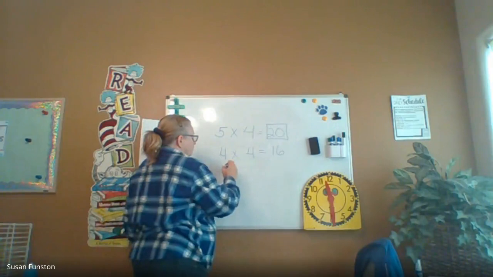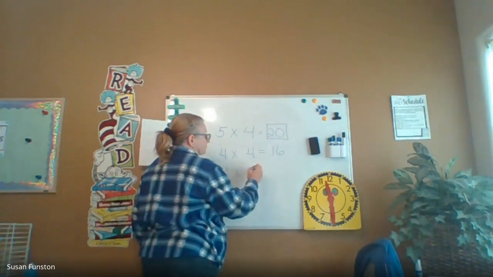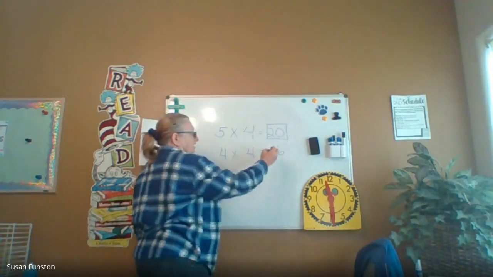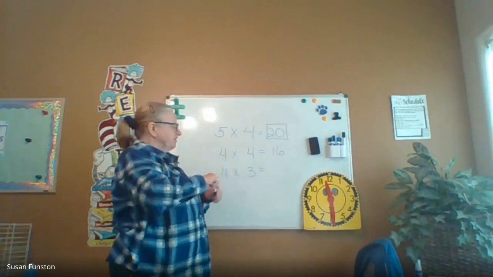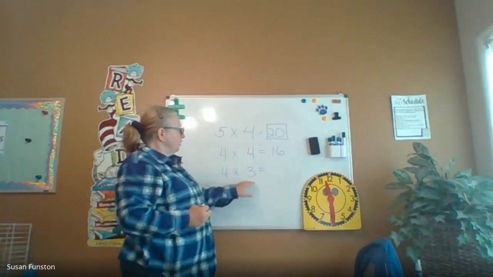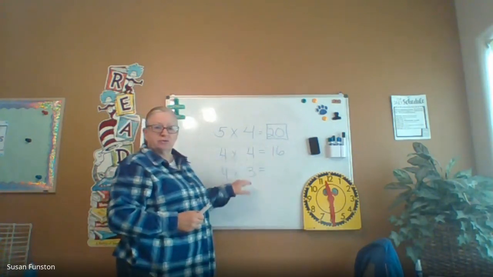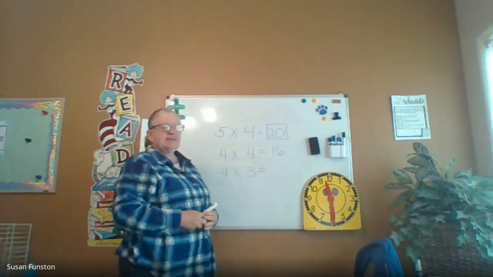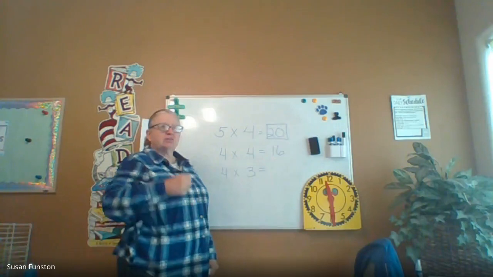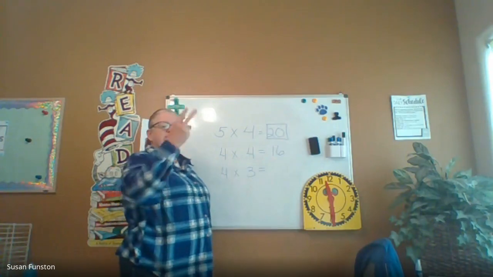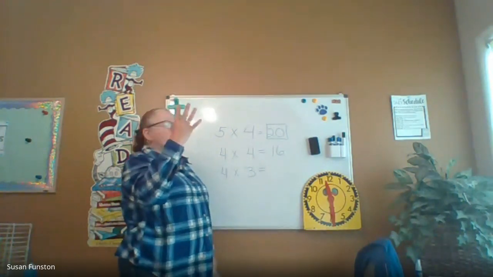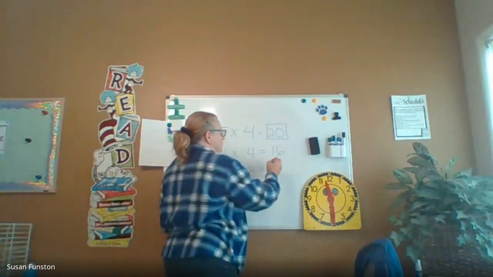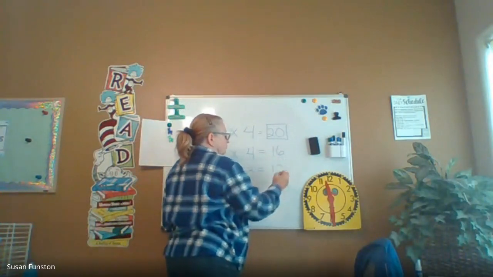What if I wanted to do 4 times 3? Okay, I know that 4 times 4 is 16. I now have 1 less 4. Instead of 4 4s, I have 3 4s. So if I took 4 away from 16, let's count backwards: 15, 14, 13, 12. I can figure out that 4 times 3 is 12.